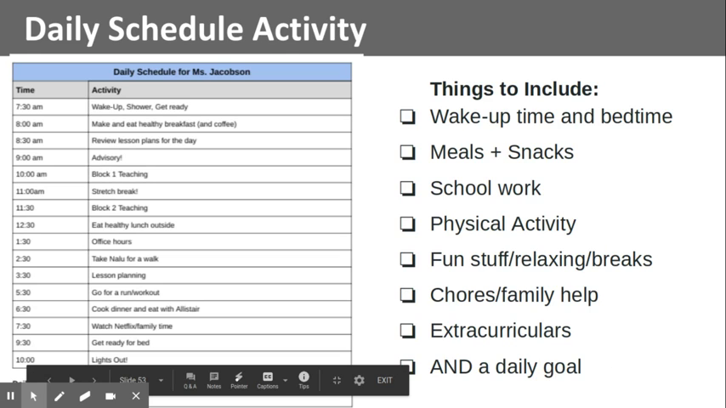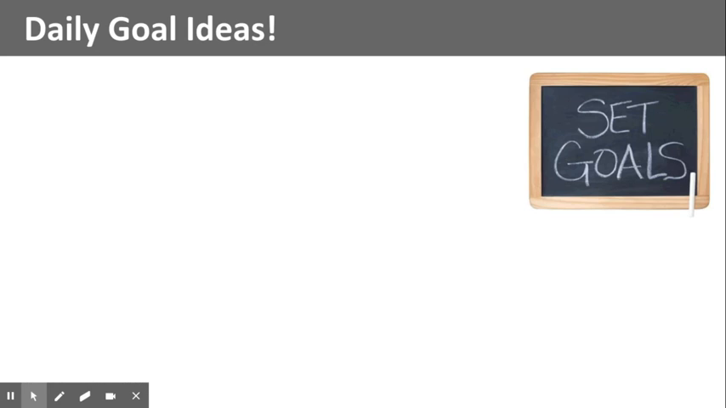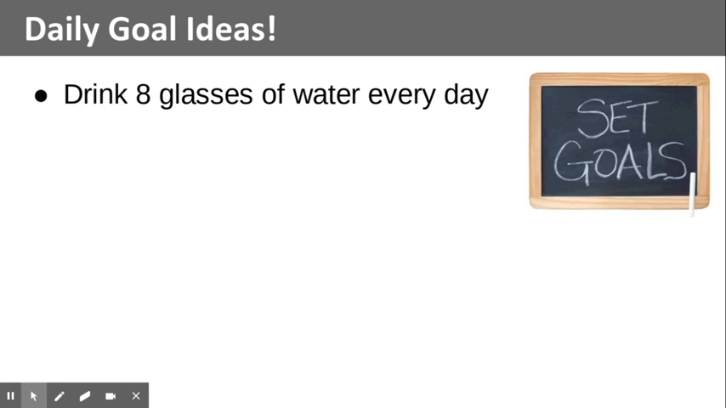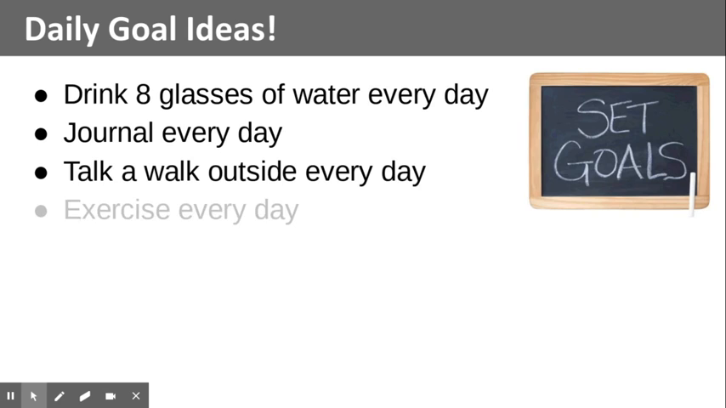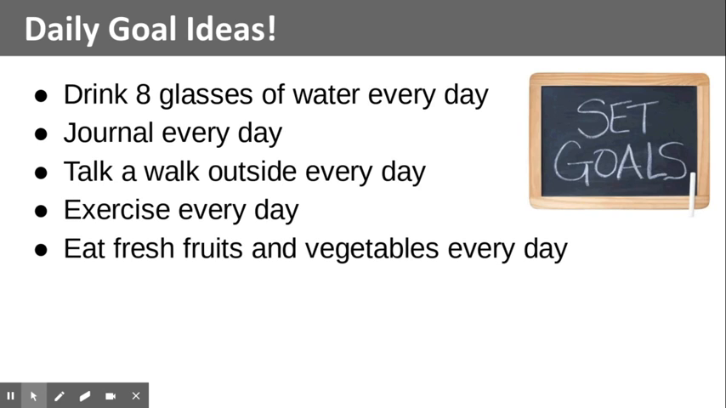Okay, so I'm going to go over all of this in Google Classroom, but I just want to review some different ideas for daily goals. So a goal that I have and that I put on my schedule is to drink 8 glasses of water every day. Probably more right now when it's like 1,000 degrees. Another idea could be to journal every day. It's a great way to get out some of those emotions and let your mind get a little bit freer. Taking a walk outside every day, exercising every day, eating fresh fruits and vegetables, or other ideas. You might have another goal.